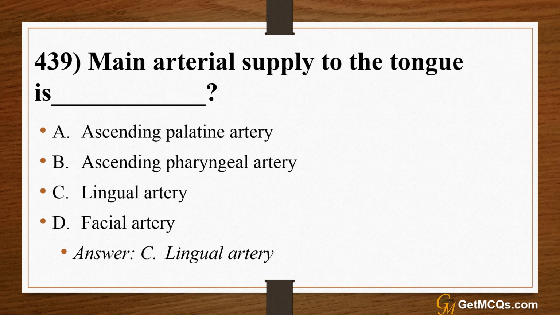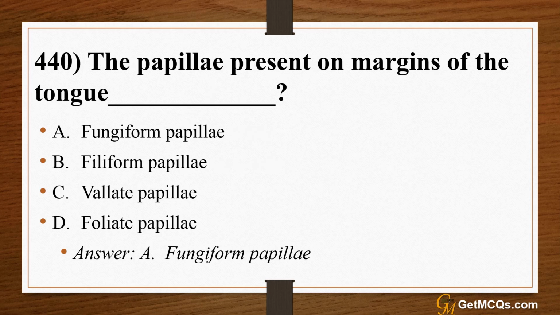439. Main arterial supply to the tongue is? Answer: C. Lingual artery. 440. The papillae present on margins of the tongue? Answer: A. Fungiform papillae.